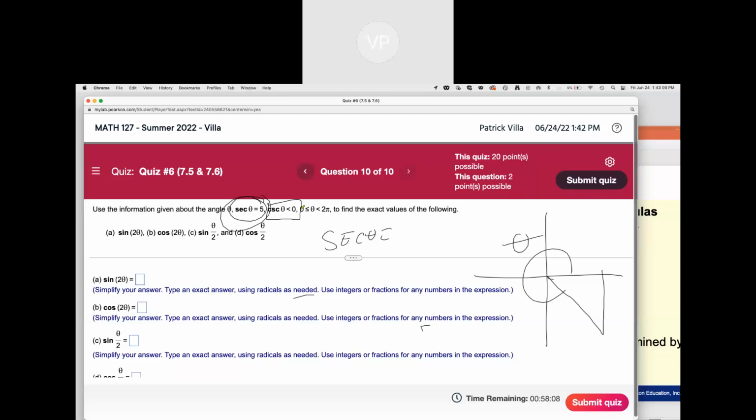So there's my theta. And now secant is 5, or 5 over 1, which is r over x. Sorry. So my secant has an x value of 1. It has an r of 5. Do the Pythagorean to get the y. And now when you rewrite each of these in terms of their exact formulas, they're going to ask for cosine and or sine of theta. We got them all from that right there.